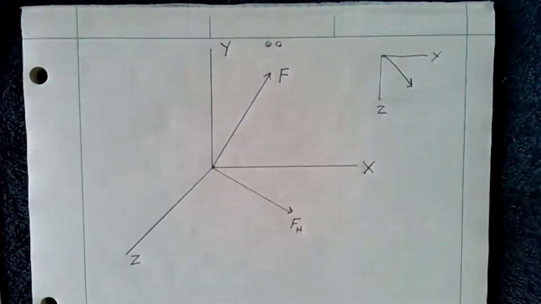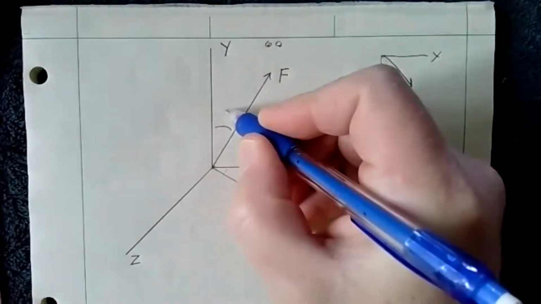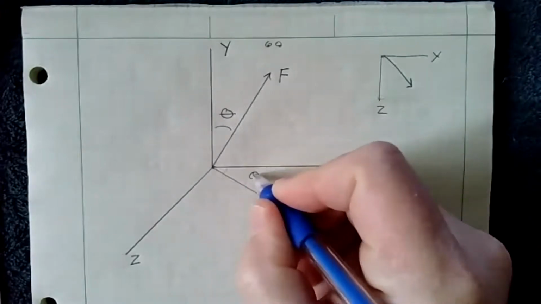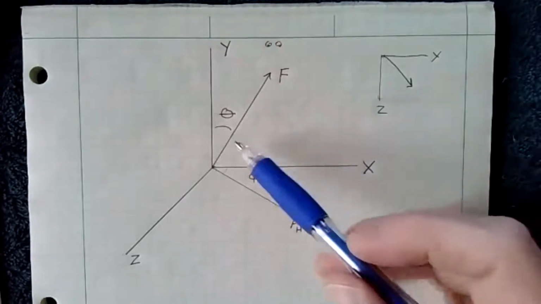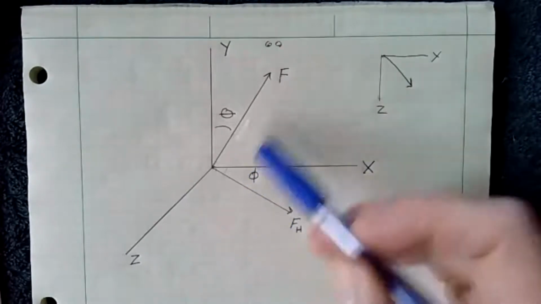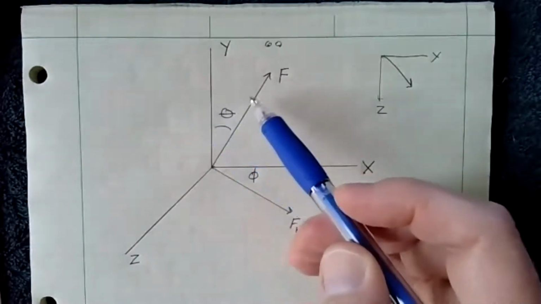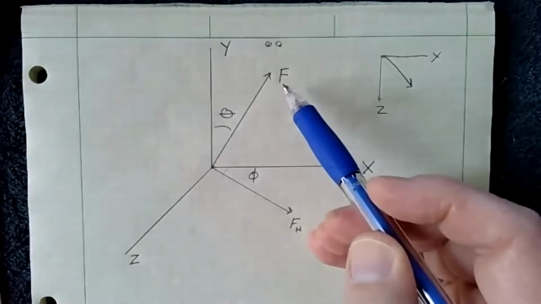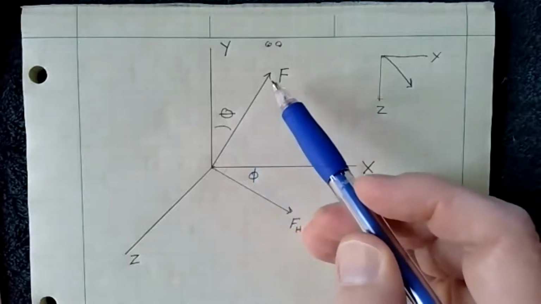So this is my force, and this projection we're going to call F sub H, for F horizontal. Now, to define this force, we have this angle here, which we're going to call theta, and this angle here, which we're going to call phi. When we first look at this, because F is in plane with the Y, in order to find the Y component of the force, it's simply cosine of that angle times the force.